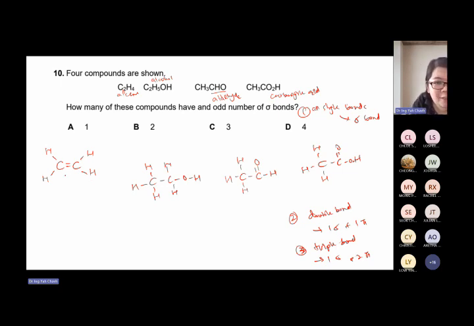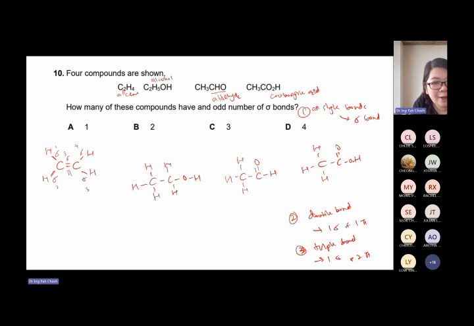So let's look at C2H4, the alkene. Single bond, sigma. Single bond here, sigma. A double bond here, there's a sigma and a pi bond. Sigma bond here again, sigma bond here again, because single bond. So total 1, 2, 3, 4, 5.